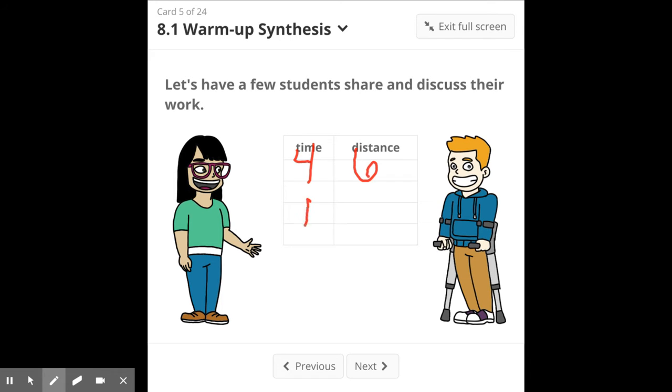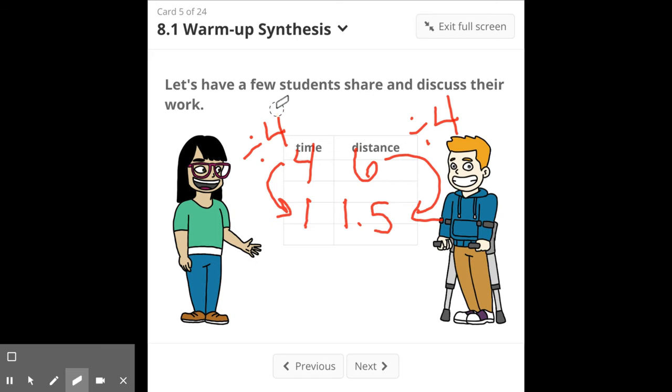And we want to figure out how fast it goes in 1 minute, or how far it travels in 1 minute. So we need to divide by 4. We can divide our 6 by 4 as well, and that will give us 1.5 miles per minute.